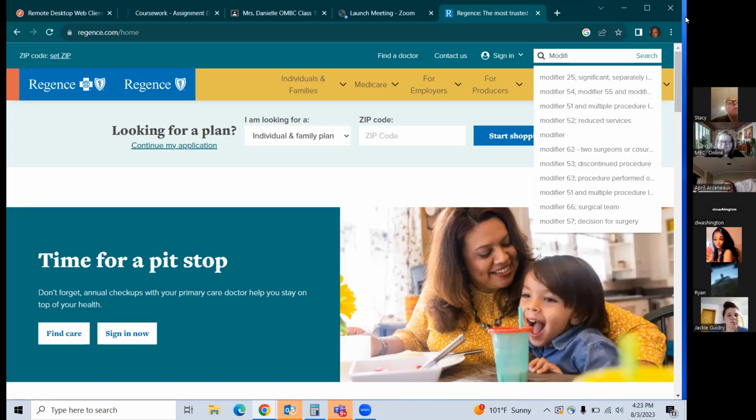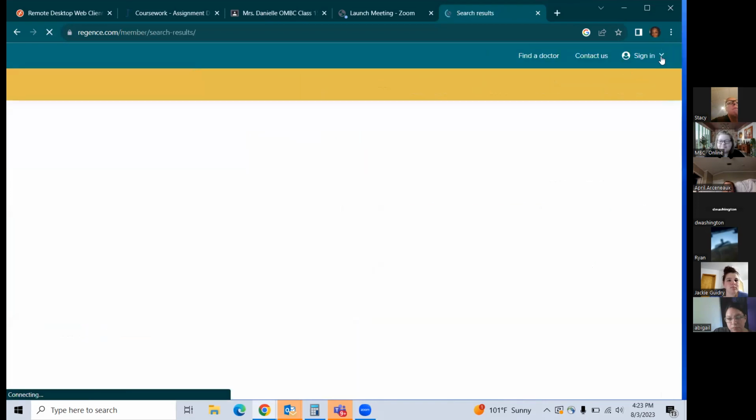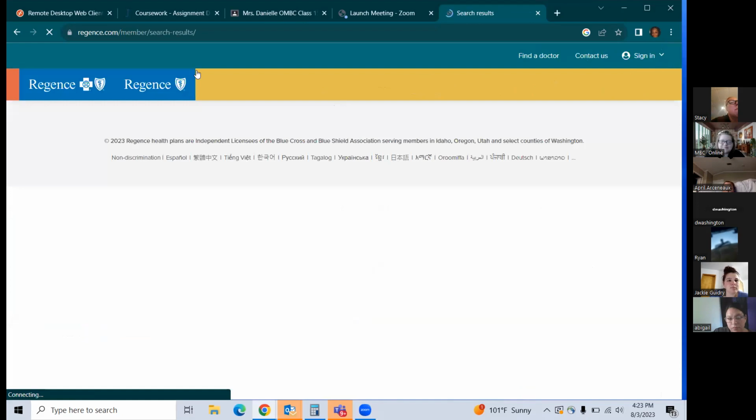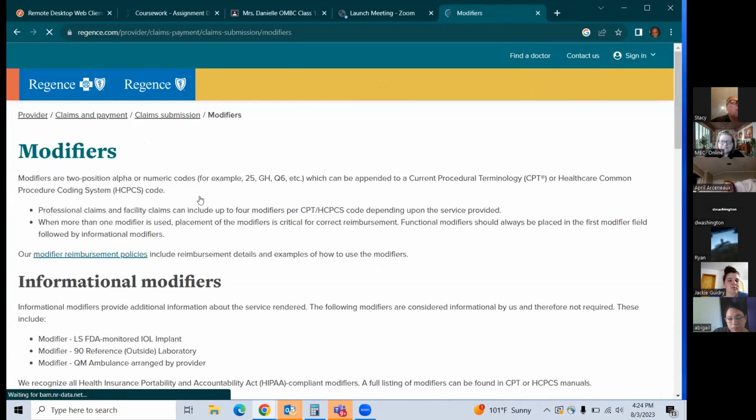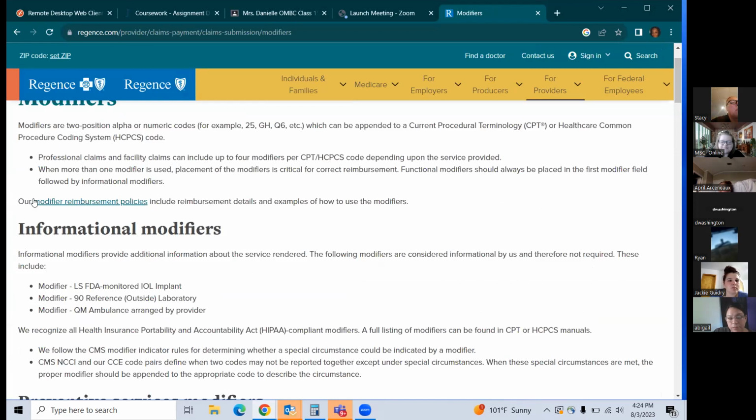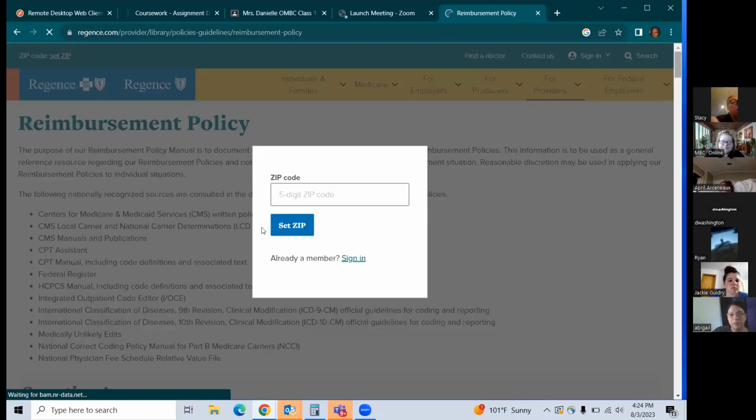Let's see, modifiers. Okay. So it brings up a whole bunch of stuff about modifiers. We're going to click on modifiers. Okay. What do we need information about the modifiers for? We're looking for modifier reimbursement policies specific to telemedicine, right? So we're going to click on this. Okay. Let's just put in a random zip code.